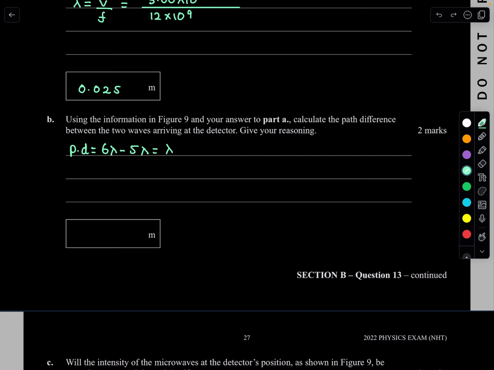Path difference. You can't show it in calculations. So basically, it's just the same as 0.025 because it's the same as your wavelength. One of your wavelength. That is it.